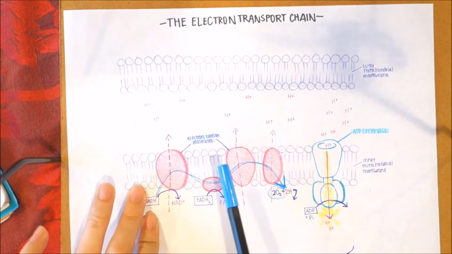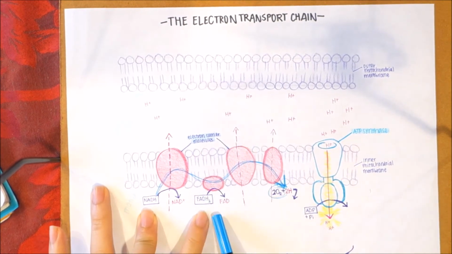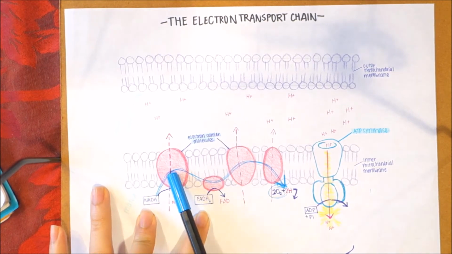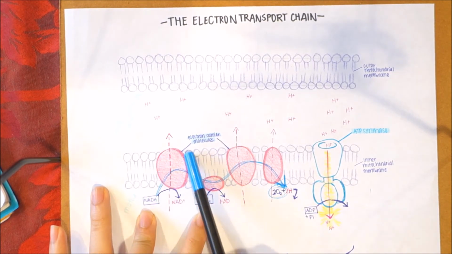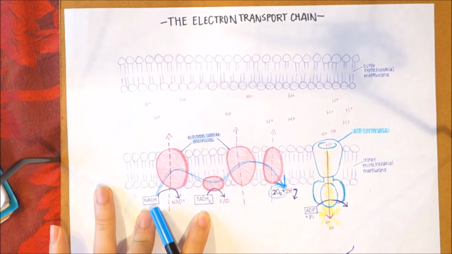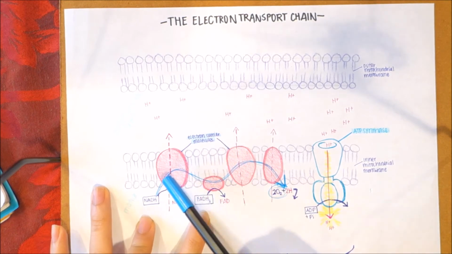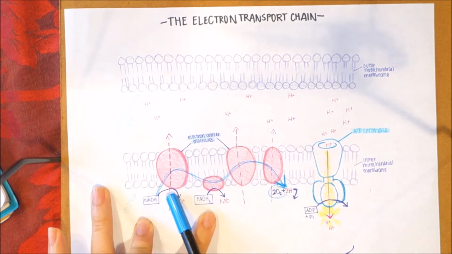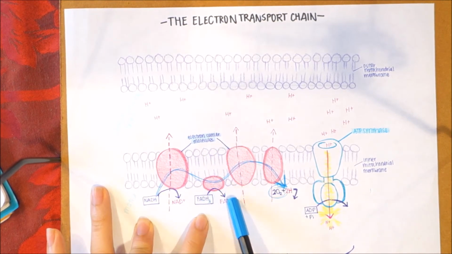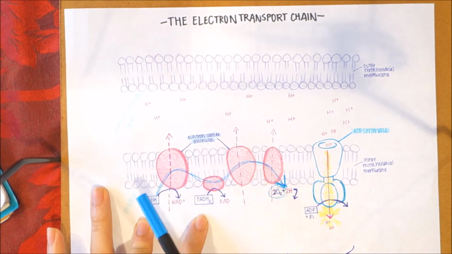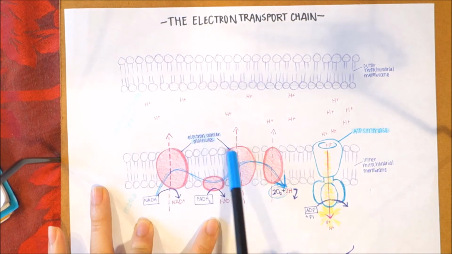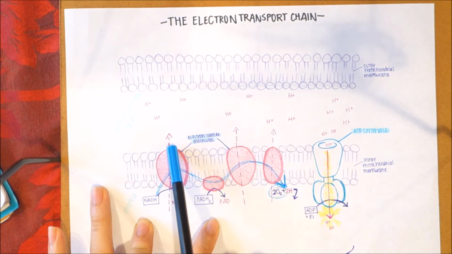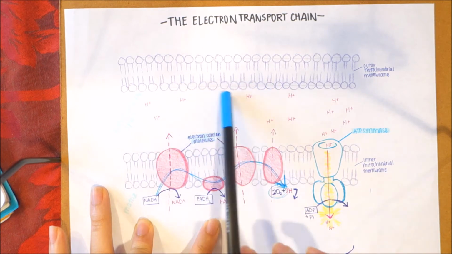First, NADH and FADH2 donate their electrons to the electron carrier molecules. These electron carrier molecules accept the NADH and FADH2 electrons and also take off those hydrogens at the end. So NADH turns into NAD and FADH2 turns into FAD. And where do those hydrogens go? Well, those H protons are pumped by those electron carrier molecules through the inner mitochondrial membrane into the intermembrane space.